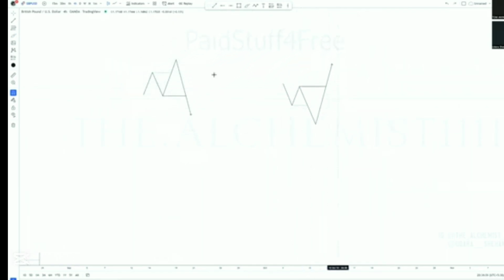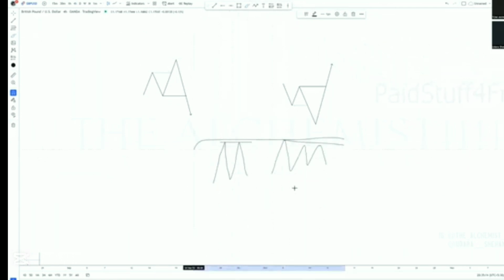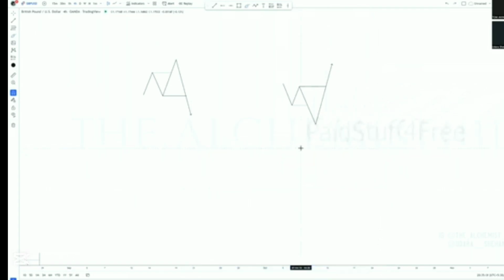Now, when I say liquidity has to be taken out, most people would assume liquidity is equal highs, right? Yeah, this is liquidity, or else maybe trend lines. This could also be liquidity, but it doesn't have to be this all the time, because do you know the three candle formation for a swing high and a swing low?